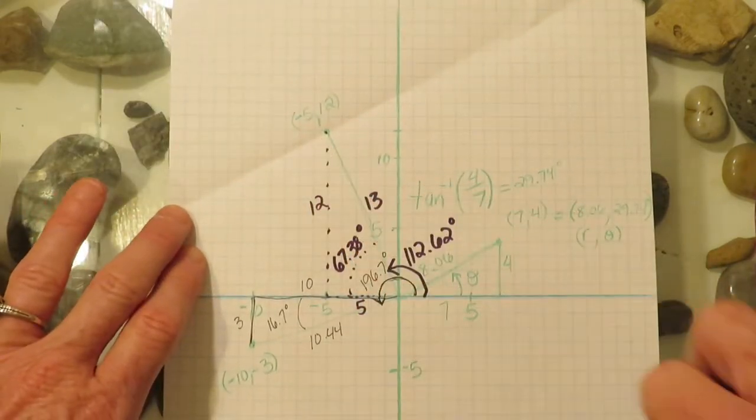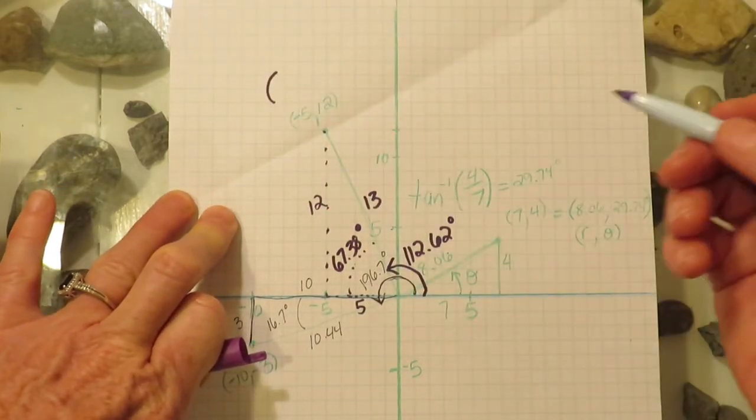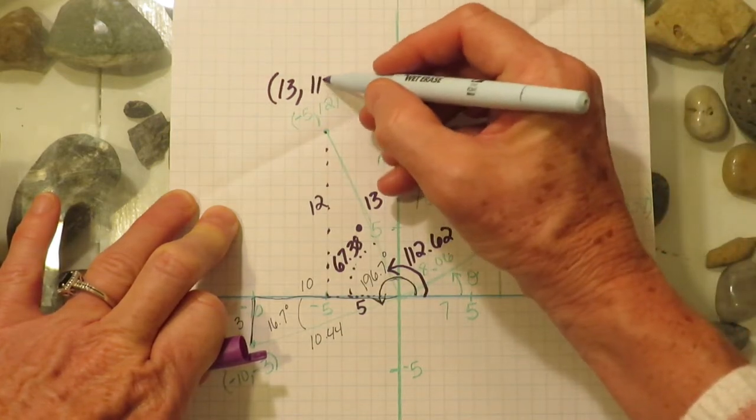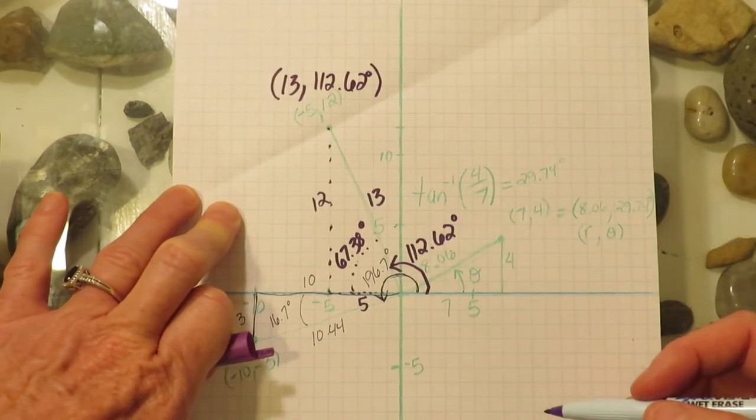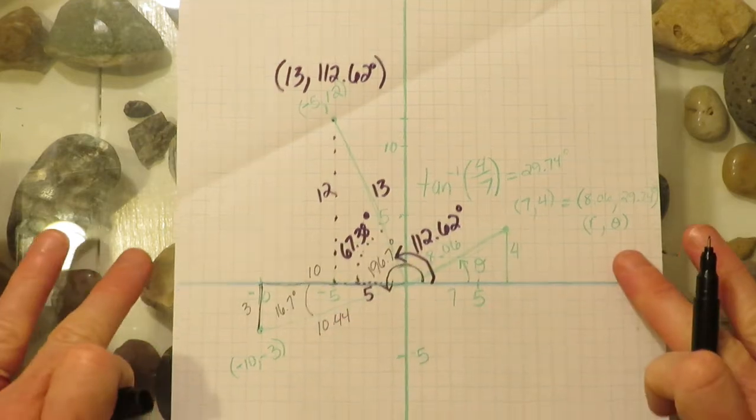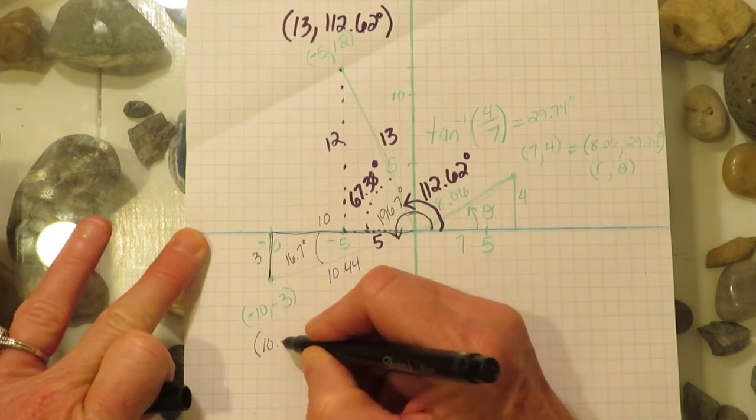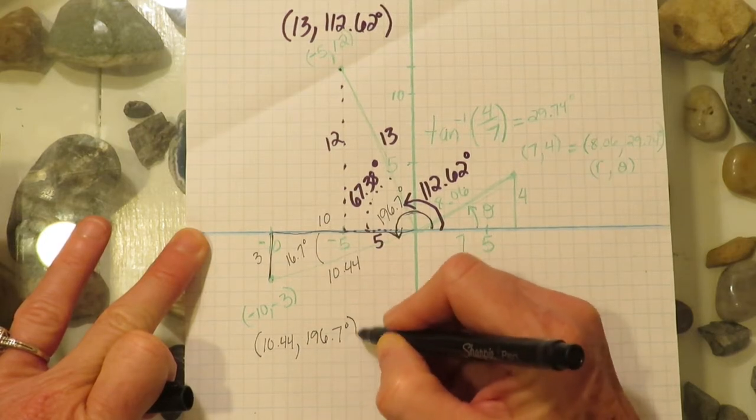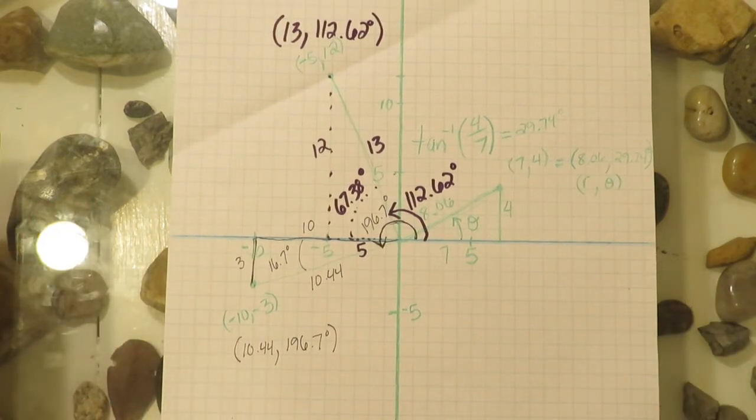My point over here, my negative 5, 12, that point in polar coordinates had a radius of 13, and it had an angle of 112.62 degrees. So those are its coordinates in polar coordinates. And then my point down here in quadrant 3, negative 10, negative 3, in polar coordinates, it had a radius of 10.44 and an angle of 196.7 degrees. Those were the polar coordinates for that location.